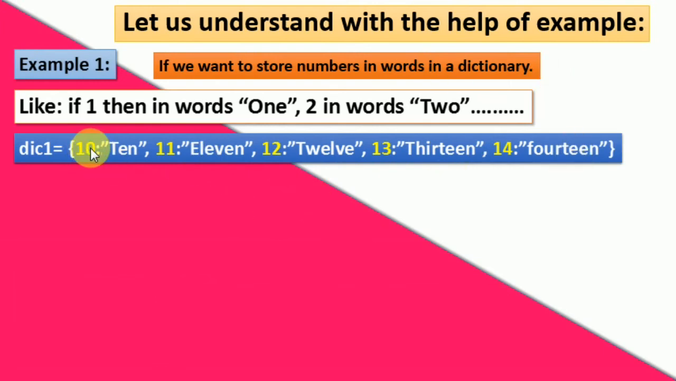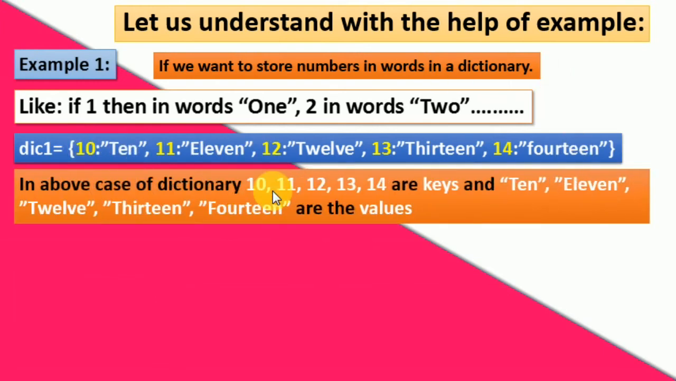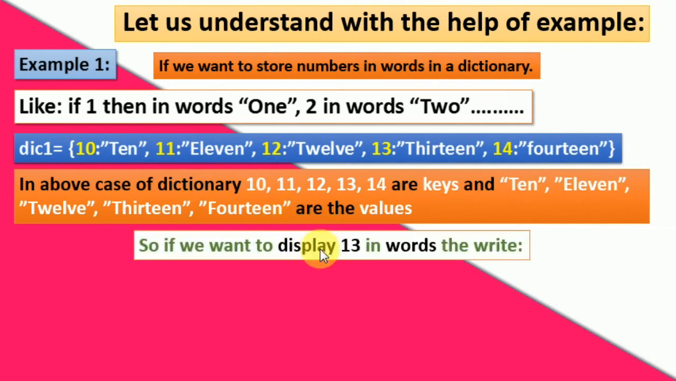These are the key numbers. So if I need to access, here it is. In the above dictionary, 10, 11, 12, 13, 14 are the keys, and the words are the values. That means the values can be edited, but the keys are not going to be modified. So if I need to display 13 in words, where is that 13 here? What is that key number?